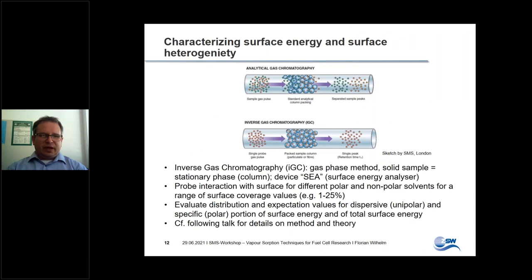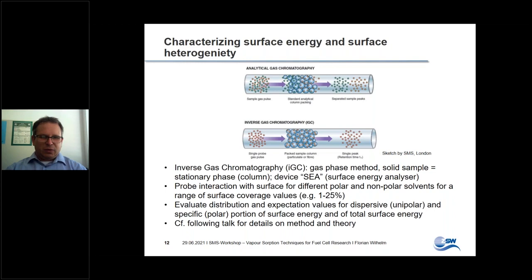Regarding surface energy and surface heterogeneity, Thomas Schmidt already introduced to you a very versatile instrument, that is the SEA, Surface Energy Analyzer, which works according to the principle of inverse gas chromatography. This is a gas phase method, and it's called inverse gas chromatography because the solid sample is the stationary phase in this kind of chromatography, so what is usually called the column.